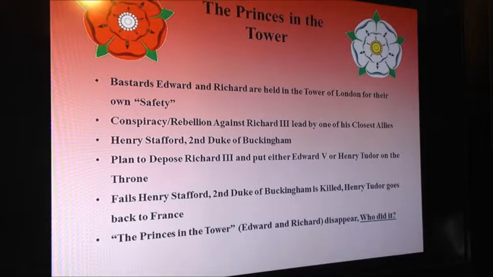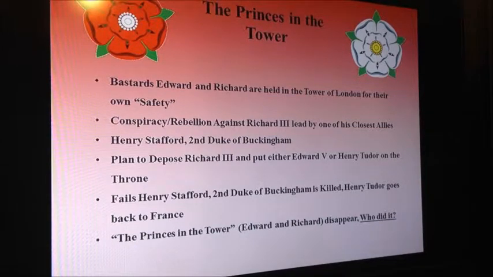Now, they had planned to depose Richard, and apparently he was going to, either with Elizabeth Woodville's help, put Edward V on the throne, or with Margaret Beaufort's help, put Henry Tudor on the throne. However, his rebellion failed, the Duke of Buckingham was killed, and Henry Tudor is forced to go back to France. However, during this whole rebellion, during all this confusion and this war, the princes in the tower disappear. Until this day, we don't know what happened to them. There are many theories of what happened to them.